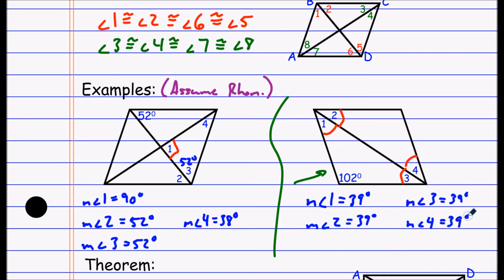Okay? And it's basically like we're dealing with an isosceles triangle. The base angles are congruent. So 1 and 3 have to add up to that 78 to give me the 180, and that's why they each have to be 39. And then 2 and 4 just kind of follow suit because they're all going to be the same. Okay?